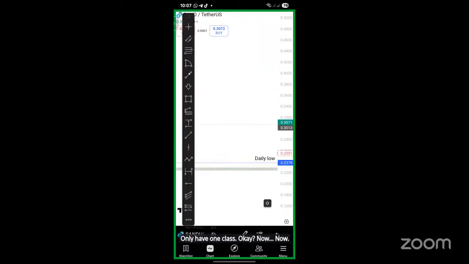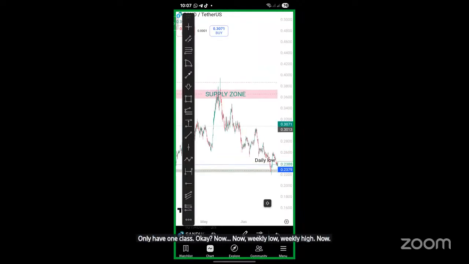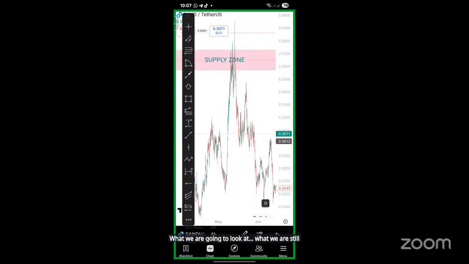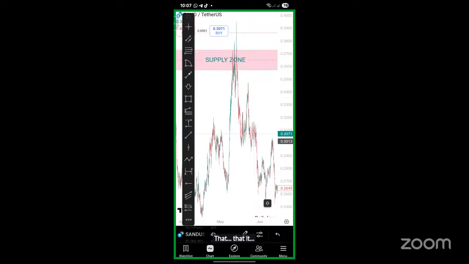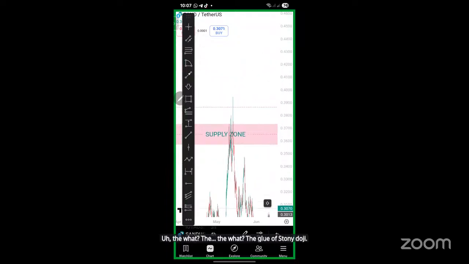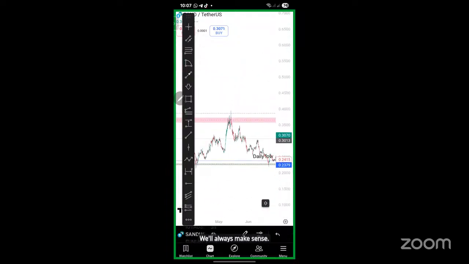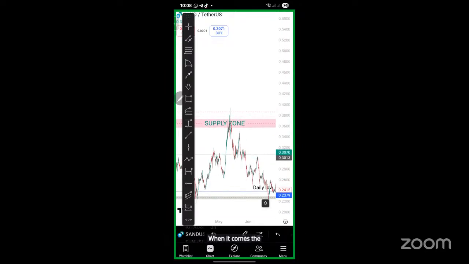weekly low, weekly high. Now, what we are still looking at: the bullish engulfing bar you have seen, the bearish engulfing bar you have seen, the pin bar you have seen, the dragonfly doji, the gravestone doji will always make sense when it comes to the supply and demand zone.